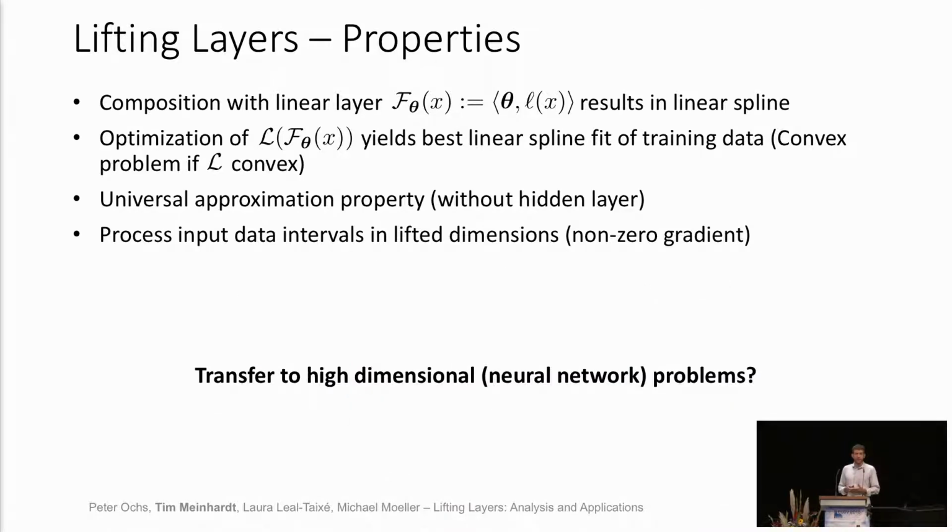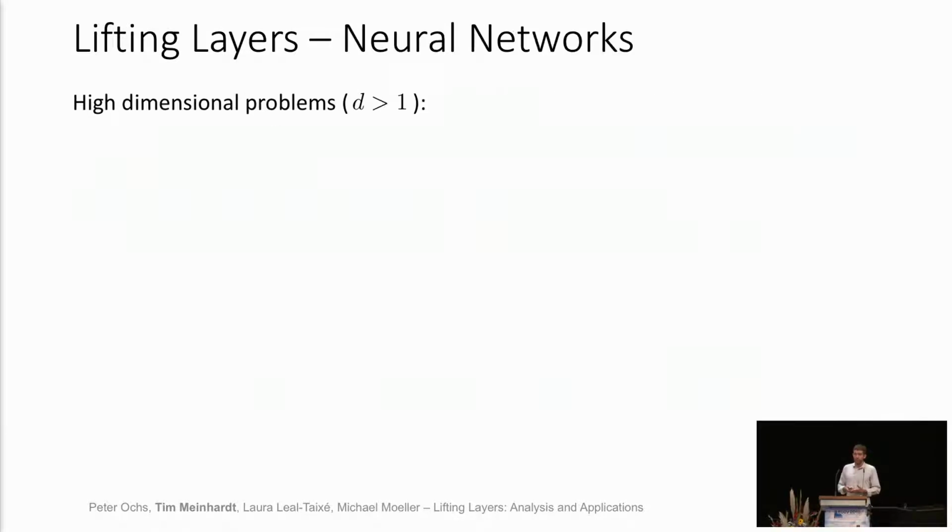Now the question is, since we are trying to close the gap between low-dimensional interpolation problems and high-dimensional problems, will this new deep learning building block also work for high-dimensional problems? High-dimensional problems for us is everything with a dimensionality larger than 1. One thing we will definitely lose is the convexity.